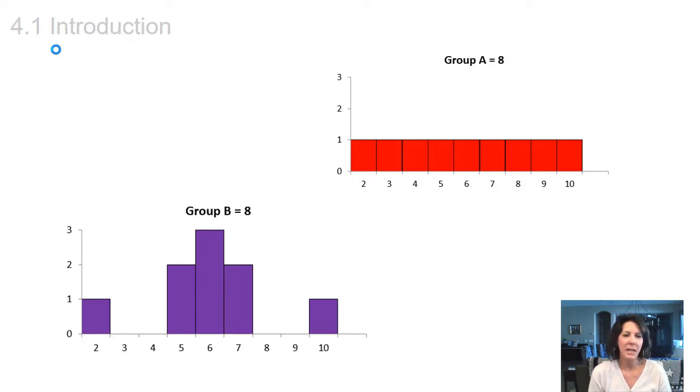So that's why we're going to need a different type of measure of dispersion. And in the next video, we're going to talk about something called population variance.